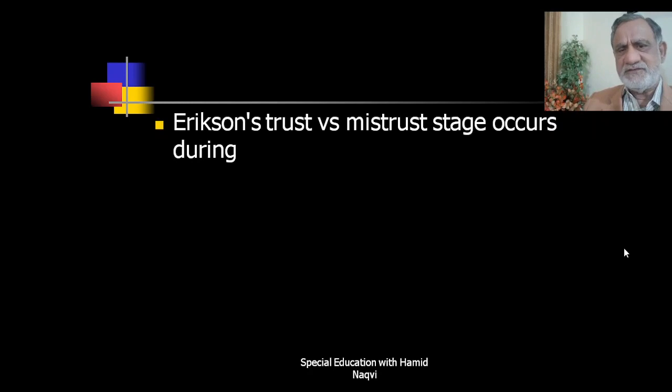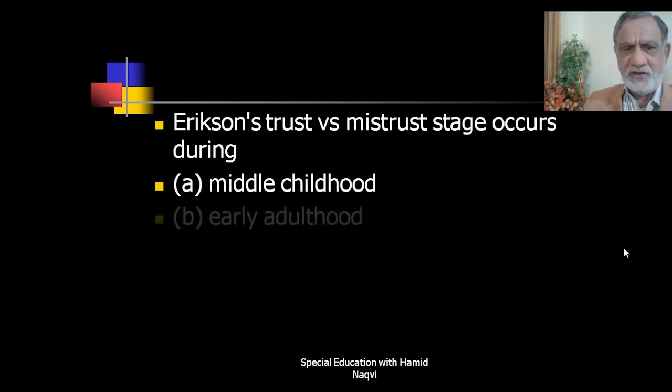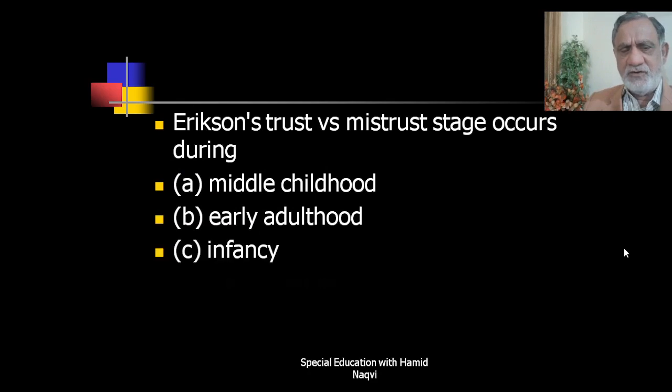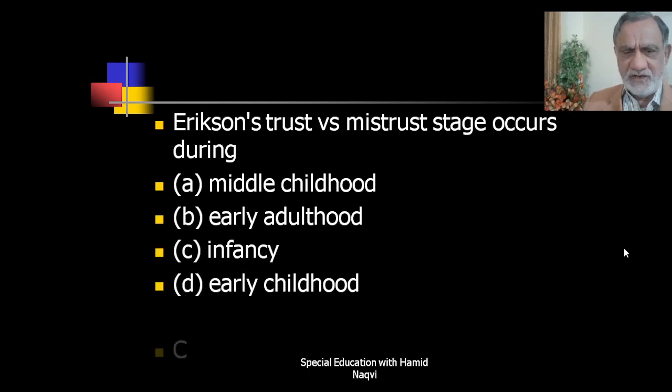Erikson's trust versus mistrust stage occurs during middle childhood, early childhood, infancy, or early childhood. The answer is C, that is infancy.